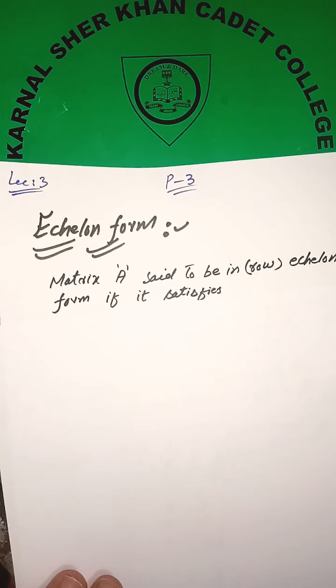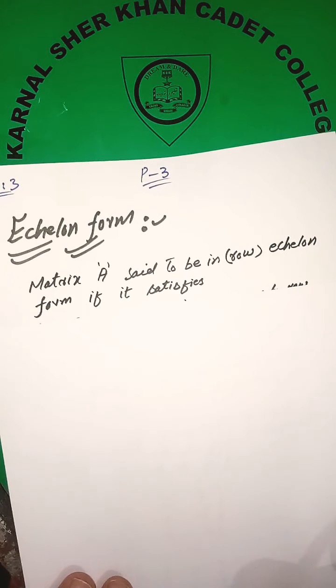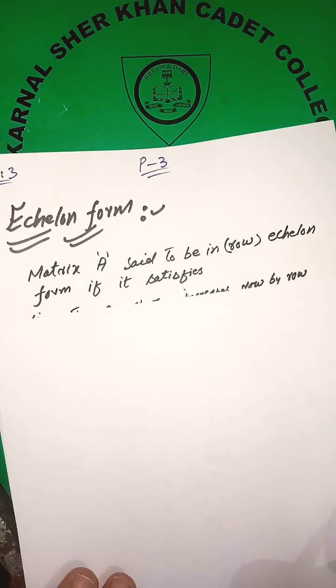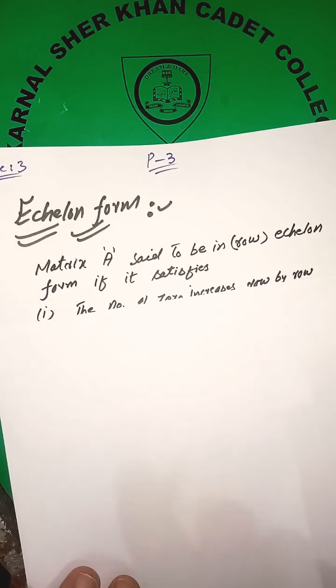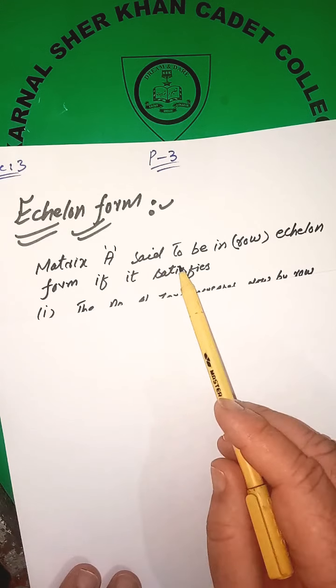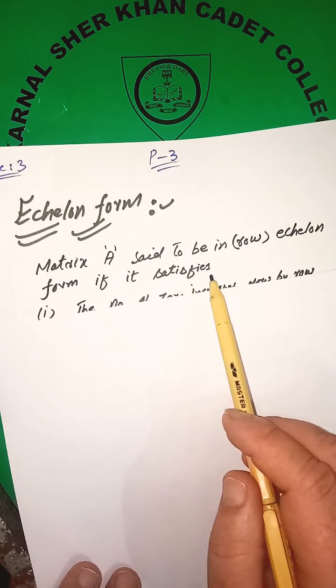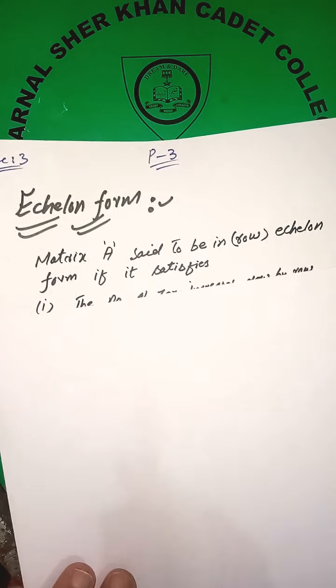We discuss echelon form and reduced echelon form. What is meant by echelon form? A matrix A is said to be in row echelon form if it satisfies the following conditions.